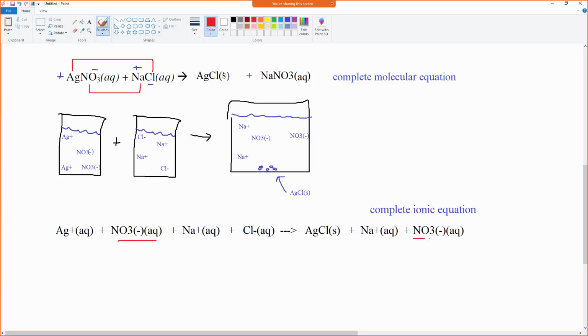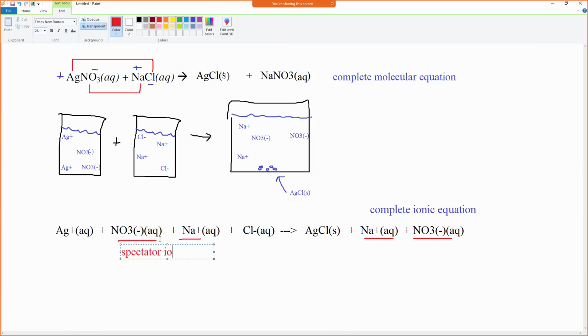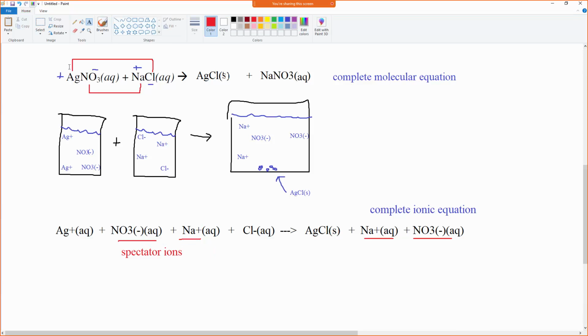We could almost treat this like a math problem and just subtract nitrate from each side, right? Canceled. Subtract sodium from each side. Canceled. These are what we call spectator ions. They are present, but they are not engaging in the reaction. They are just watching.